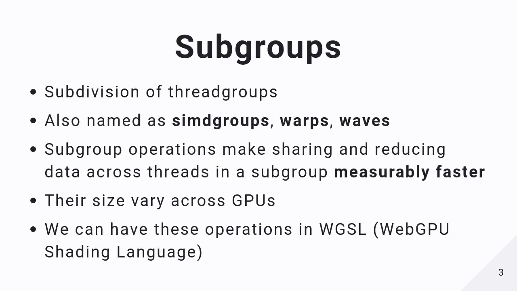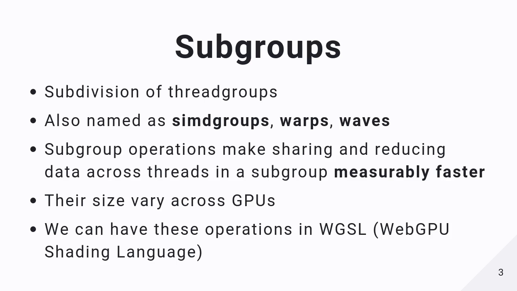Slide 3. Subgroups are the subdivision of thread groups. They are also named as SIMD groups, warps, and waves, and their operations can make sharing and reducing data across threads in a subgroup measurably faster. And we can have these operations in WebGPU shading language.